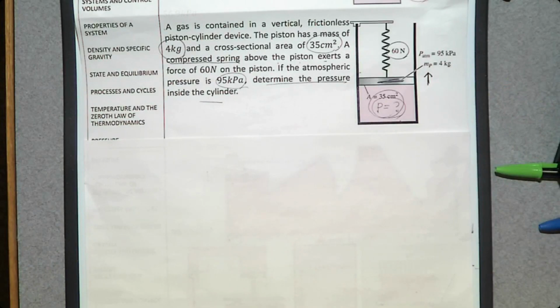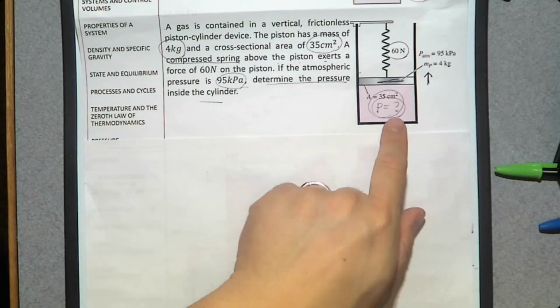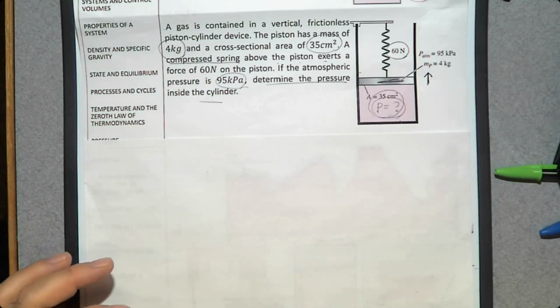Think about yourself. You're standing right here, and your friend is pushing you. Then what are you going to do? You're going this way because somebody is pushing you. Net force is this way. If nobody is pushing you, you can stand still because the net force is 0. So when the piston does not move, that means the net force is 0. That's how you're going to determine the pressure inside this piston cylinder device.